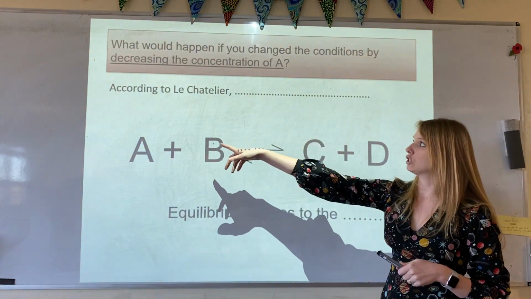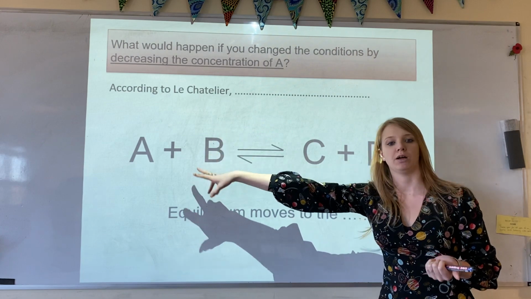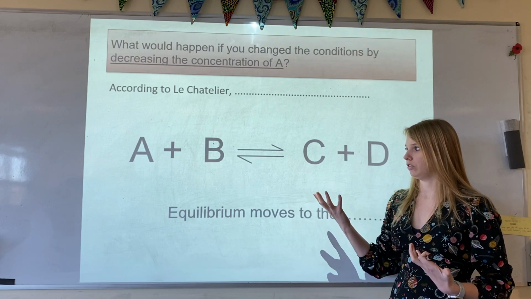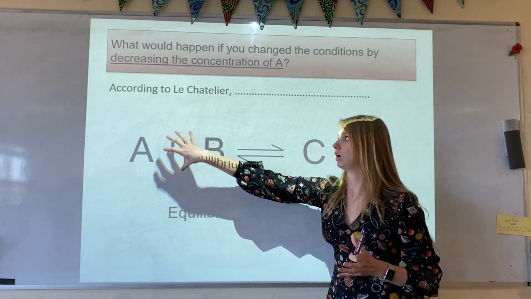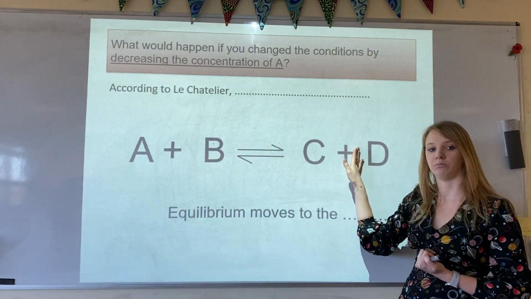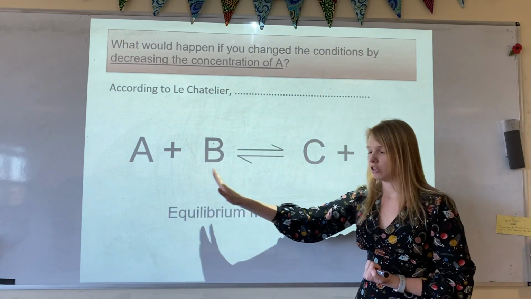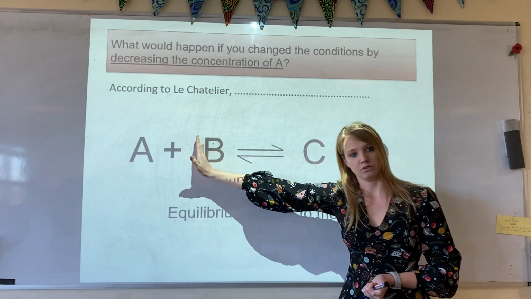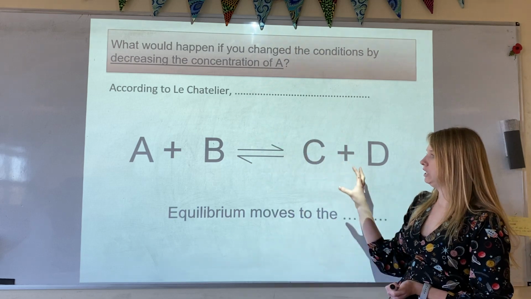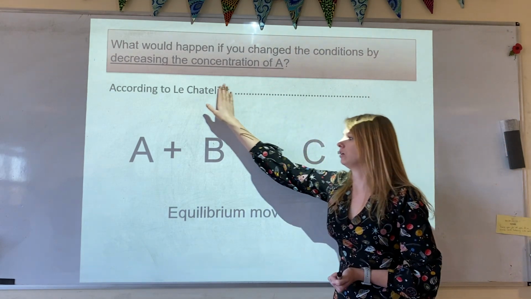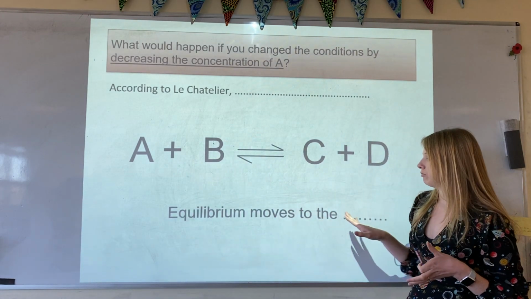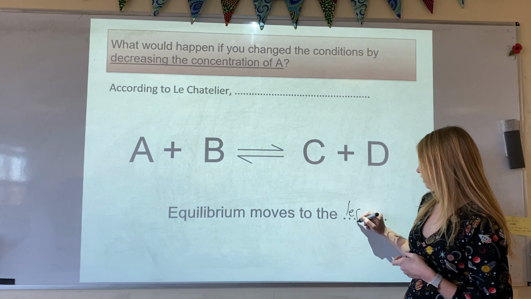So if I decrease the amount of A, if I decrease my amount of reactant, then again, I have upset the balance, and the system is going to try and get my amount of reactant back up again. And in order to get the amount of reactant back up again, I need to turn my products back into my reactants. So my equilibrium this time is going to shift over to the left. So rather than having that nice happy medium, my products here are going to keep going back into reactants until a new equilibrium is reached. So equilibrium will move to the left.